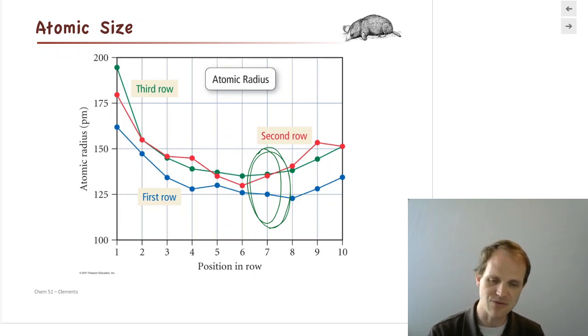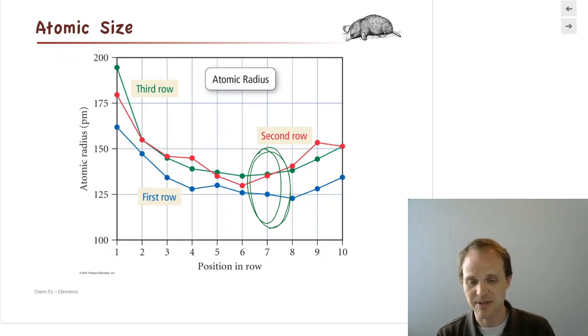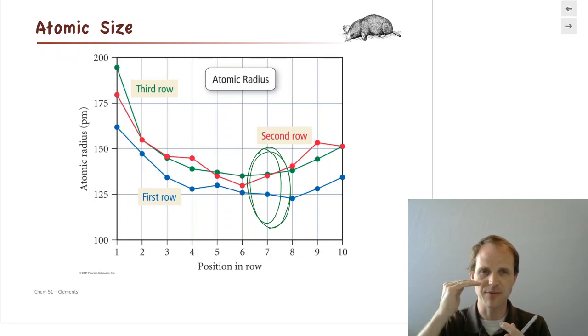However, from the second row to the third row, while it varies a little bit, sometimes it's a little higher, sometimes it's a little smaller, in general, there's not a huge change in size going from the second row, going from the rhenium to the third row, the iridium. And why is that? What is going on that's different going from the first row to the second row versus the second row to the third row? There's got to be something different because there's this difference in trends.